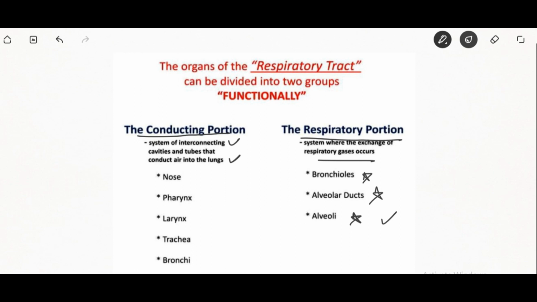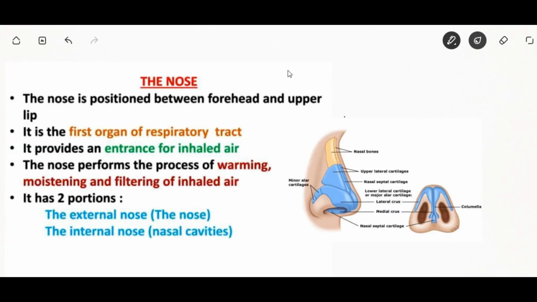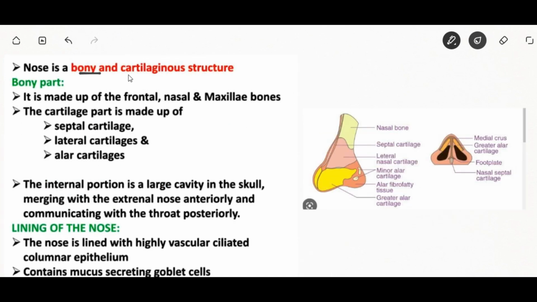The nose is the first organ of the respiratory tract, and it provides entrance for the inhaled air. The nose performs the process of warming, moistening, and filtering of inhaled air. It has two portions, the external nose and the internal nose. The nose is a bony and cartilaginous structure. The bony part is made up of frontal, nasal, and maxillary bone. The cartilage part is made up of septal cartilage, lateral, and the alar cartilage.